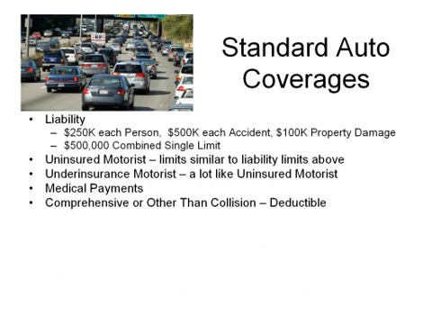The next coverage is comprehensive, or a lot of policies call it other than collision. Means your car is damaged, and maybe it was a deer, maybe it was hail, maybe it was theft. It wasn't a collision. There's usually a deductible. Could be $100, could be $1,000. The higher the deductible, the lower your premium, but you have to pay that deductible before the company fixes your car.